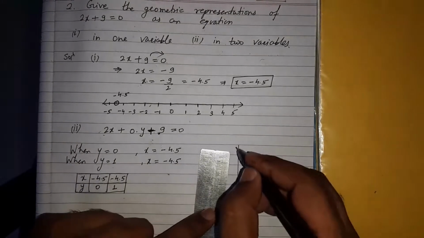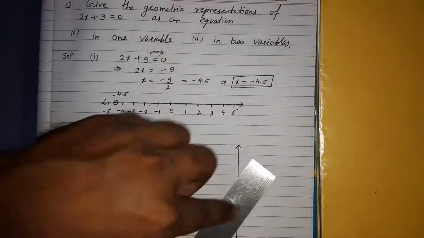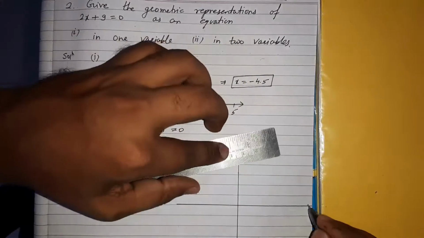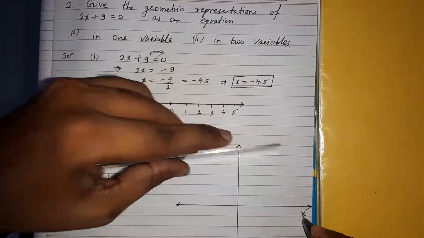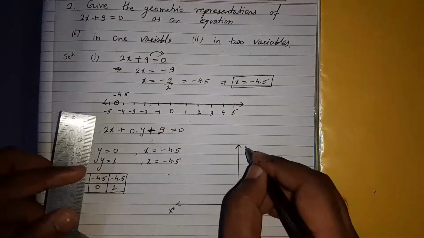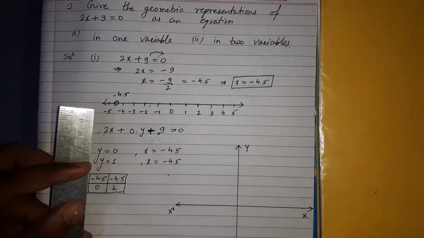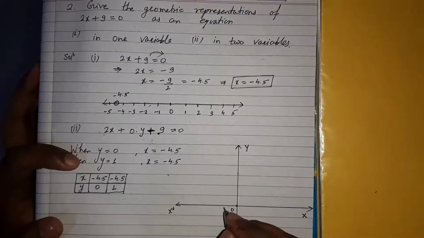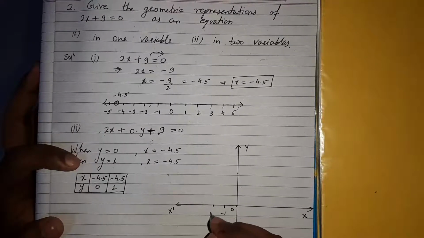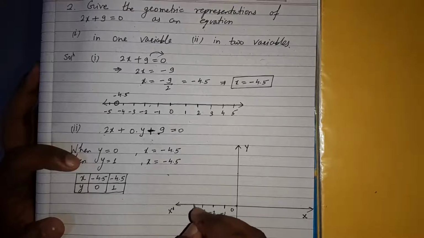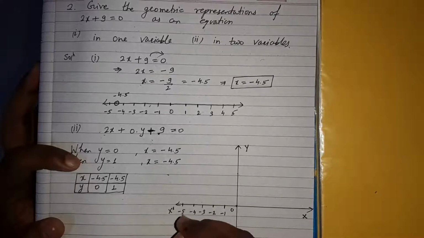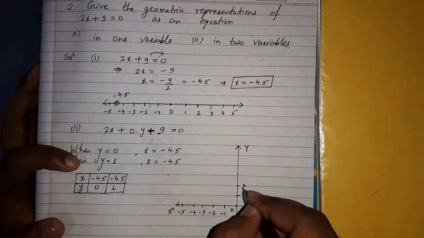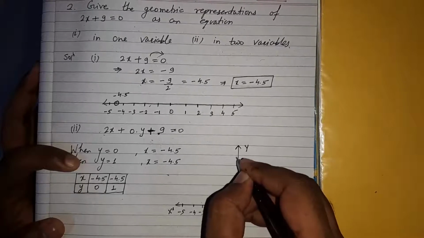First we will draw two axes, x axis and y axis. This is the positive x axis, this is the negative x axis, this is the positive y axis, negative y axis. This is the origin 0. On the negative x side, minus 1, minus 2, minus 3, minus 4 and minus 5. And on y, 0, 1, 2, 3, 4 and 5.